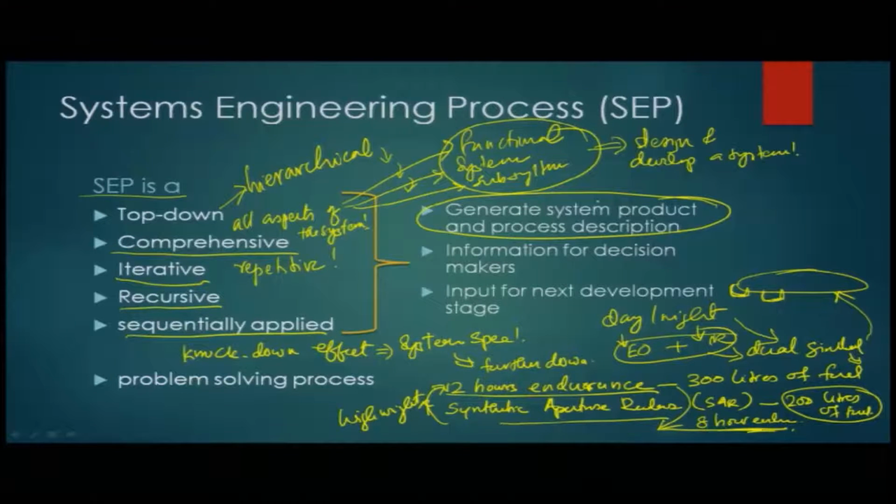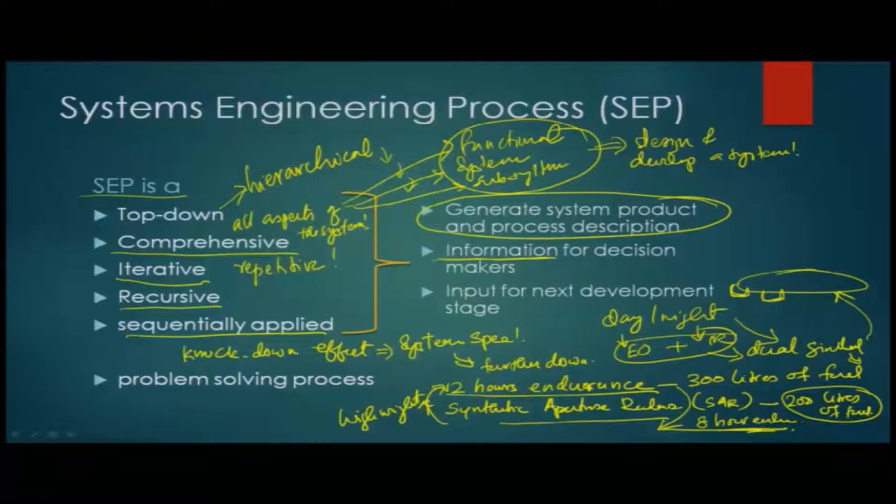So, a way to think about this is, it generates the system product and process descriptions by following this. In broad descriptions of the product and the processes, let us talk about this as the system product. We are designing a system, and the processes involved in designing the system, both of the descriptions we will get out of that. And it also provides key information, major information for the decision makers, like what are the aspects.